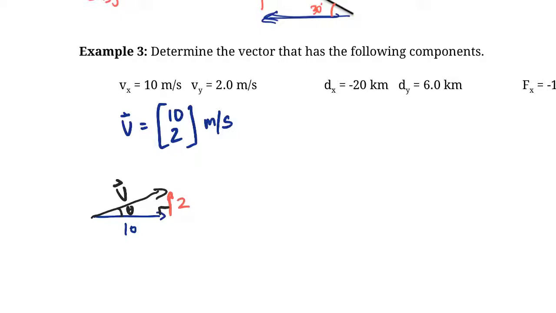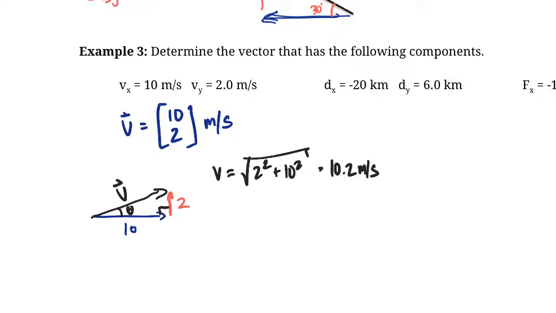So v squared, or just v, is equal to the square root of 2 squared plus 10 squared, which comes out to, actually I'm just going to do it on the same line, which, super quick calculation, the square root of 4 plus 100 basically is 10.2 meters per second, right? So that's our length of that line.